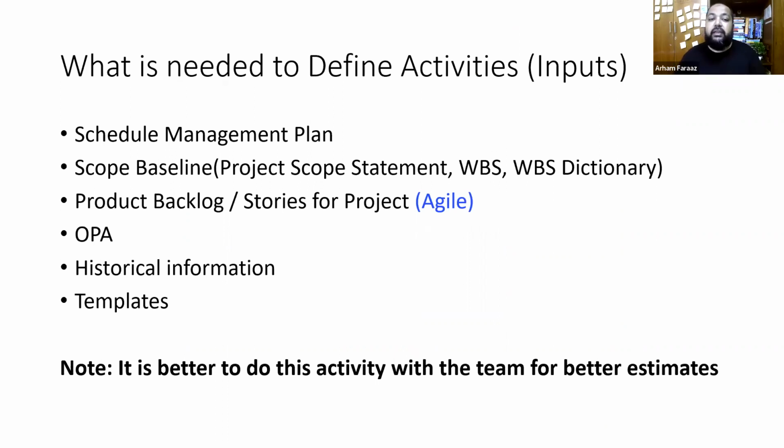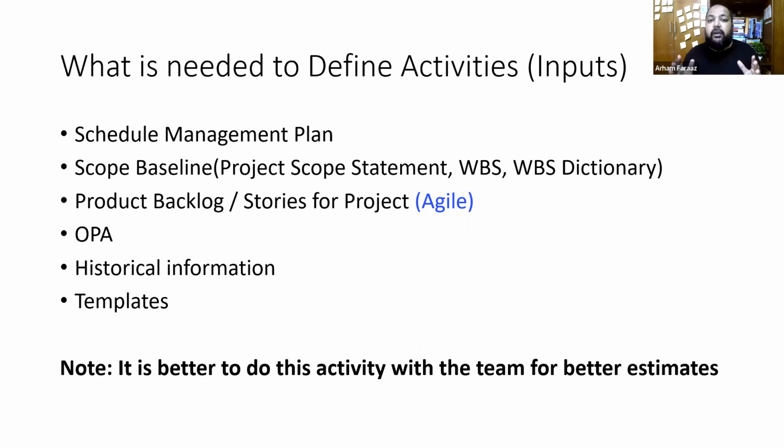Now, what is needed to define activities? The inputs, what we say, right? So we need the schedule management plan. Now, how are we going to manage the schedule and all those things that we spoke about in the previous video. And then we need the scope baseline, right? What exactly is the work which we are going to do, the boundary of the scope? So that includes the project scope statement, the work breakdown structure, and work breakdown dictionary. And then if it is an agile project, we'll have the product backlog or the list of stories for the project. Then after that, we'll have the organizational process assets, OPA, historical information, and templates. So all of these are needed to define the activities.